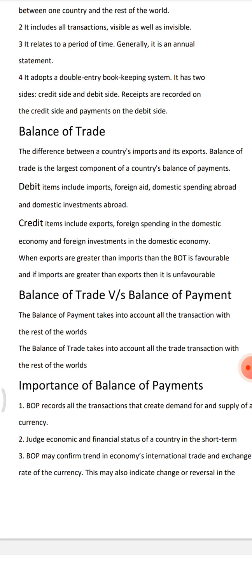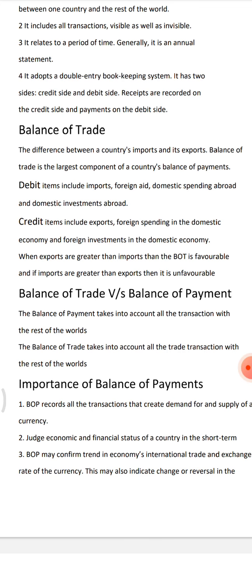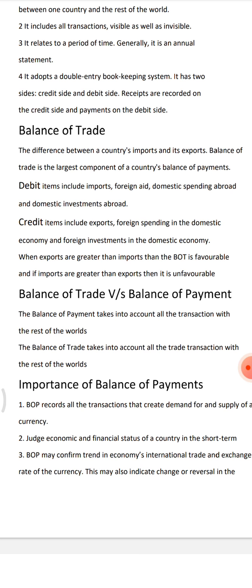Invisible items like shipping, insurance, banking, payment of dividend, and interest expenditure are not included in the balance of trade. The difference between the values of export and import is known as balance of trade or trade balance. So in one line, the difference between the import and export of visible goods is known as balance of trade.